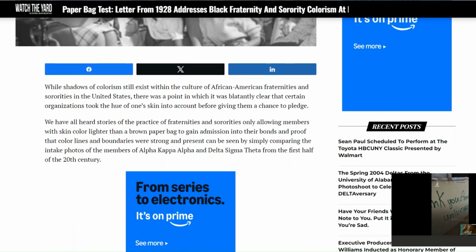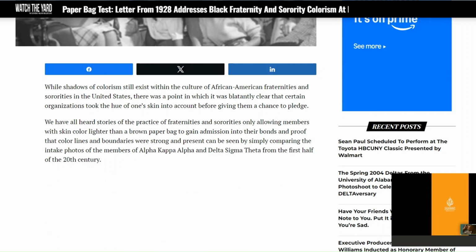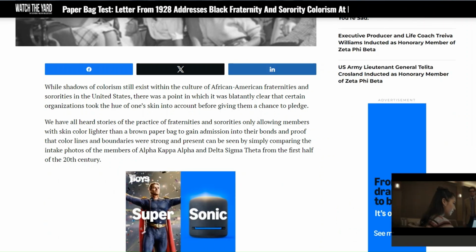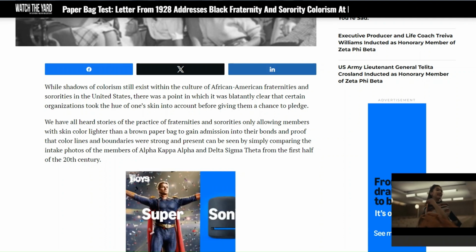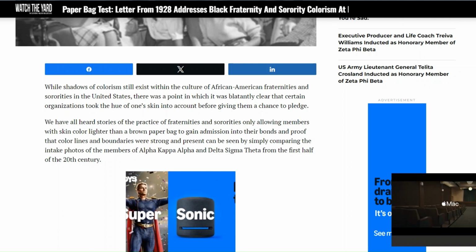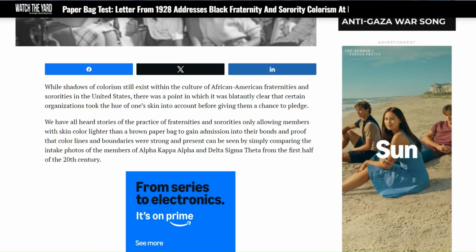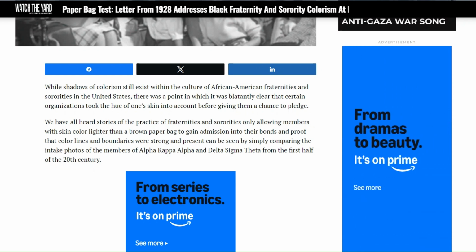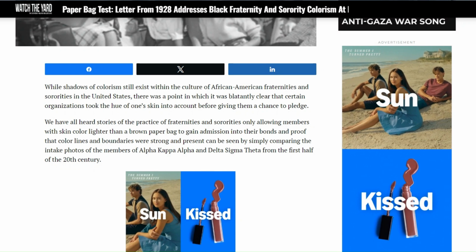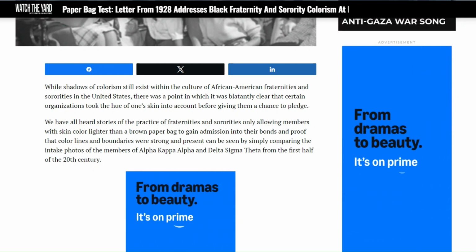While shadows of colorism still exist within the culture of African American fraternities and sororities in the United States, there was a point in which it was brutally clear that certain organizations took the hue of one's skin into account before giving them a chance to pledge. We have all heard stories of fraternities and sororities only allowing members with skin colors lighter than a brown paper bag to gain admission, and proof that color lines and boundaries were strong and present can be seen by simply comparing the intake photos of the members of Alpha Kappa Alpha and Delta Sigma Theta from the first half of the 20th century.